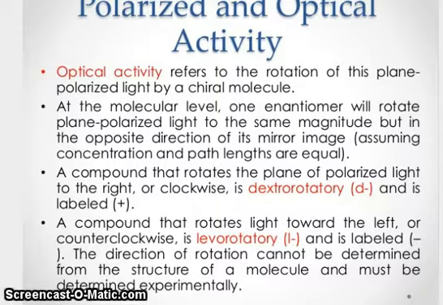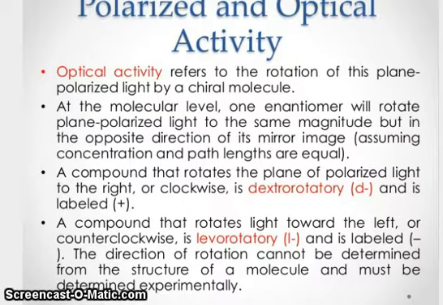Humans cannot do this, but chiral molecules can rotate plane polarized light. At the molecular level, one enantiomer will rotate plane polarized light to the same magnitude but in the opposite direction of its mirror image, assuming concentrations and path length are equal.